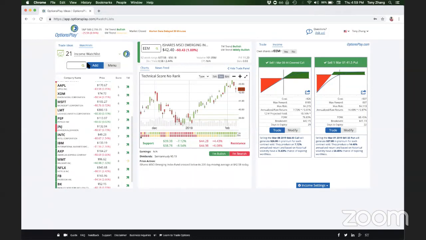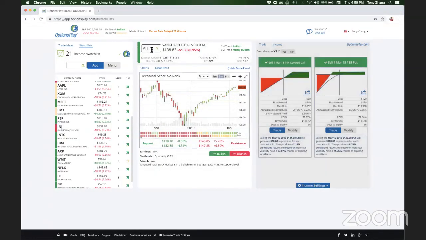But a lot of the total market ones like VTI, these are very similar to the S&P 500, but they're lower priced. Sometimes it's more difficult to find premium in them. But yes, you can place any ETF into Options Play and get the same income strategies as you do for an individual stock.